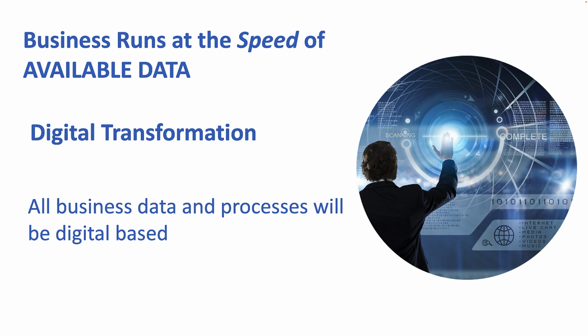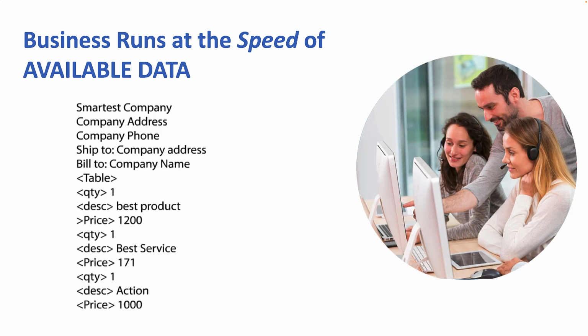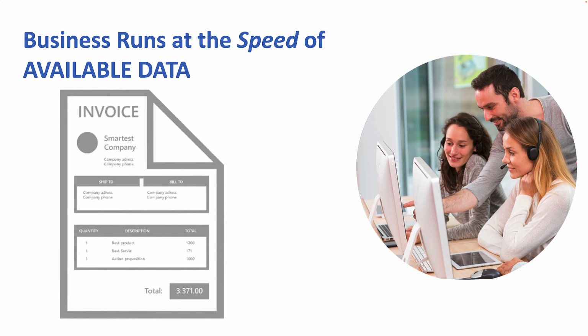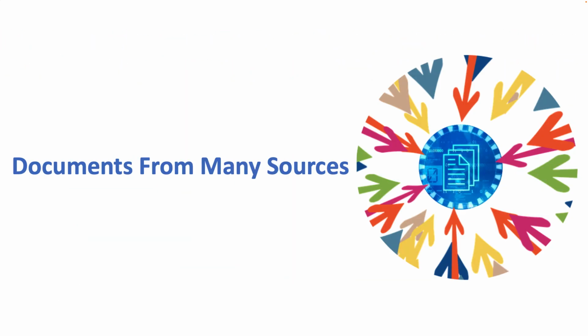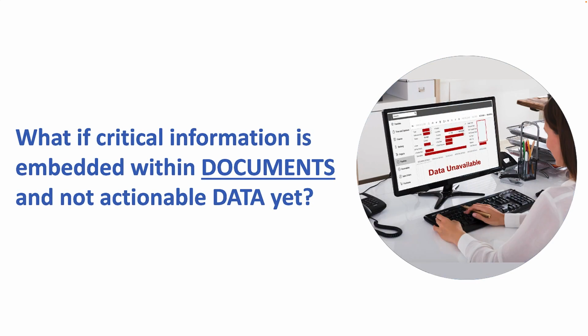A key concept to understand is that making data available is one thing. Doing so in the context of its use is another. Much of business data originates from documents entering a business from many sources and in various formats, which begs the question, within a data-driven environment, what happens if critical information is not data yet?